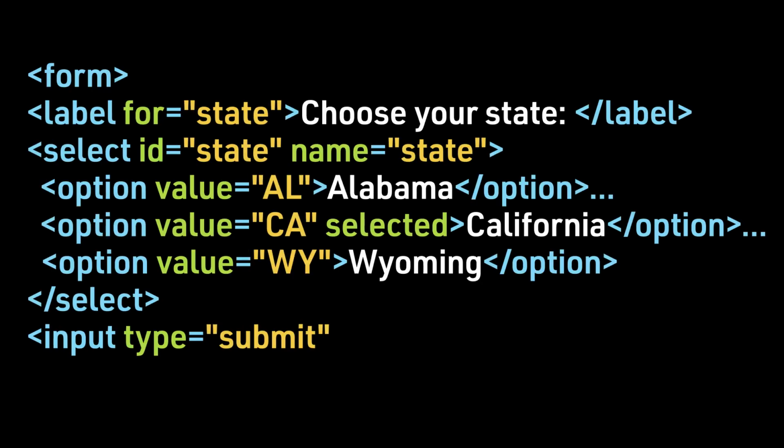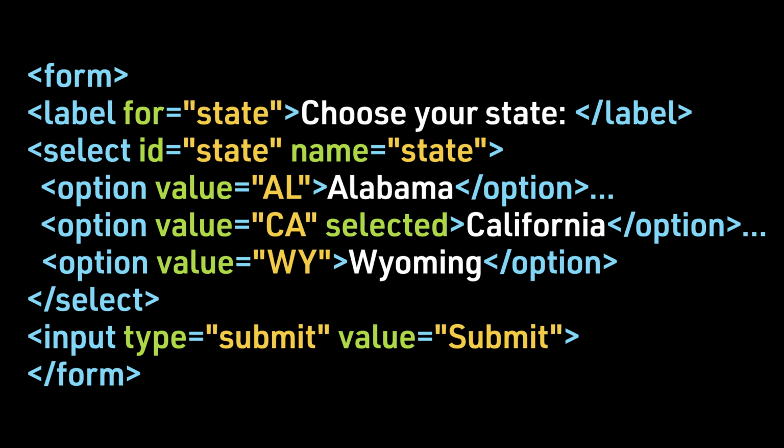The text between the opening and closing tags is the text displayed. The value for each value attribute is what will represent the state in this case because that is the ID attribute of the select element.